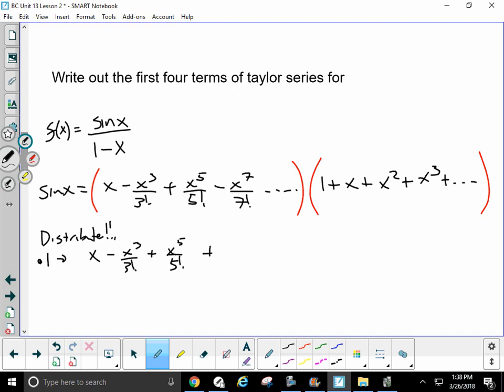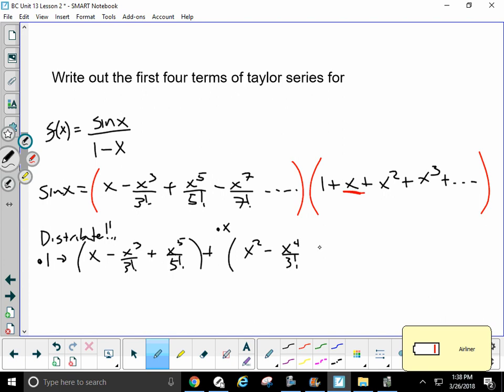Okay? So those are terms that I get from multiplying by 1. I can include a couple others, and I might have to. Now, I'm going to look at x to the first power here. And if I have the times x terms, I'll have an x squared minus an x to the 4th over 3 factorial plus an x to the 6th over 5 factorial. And I'm just going to stop there.